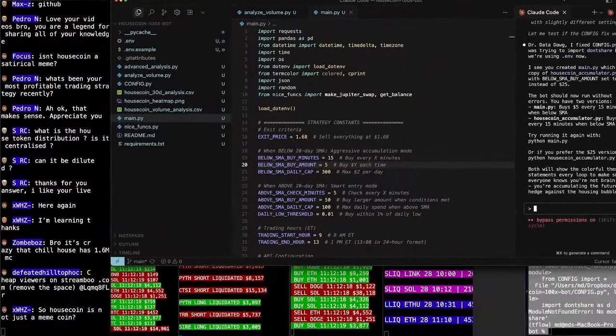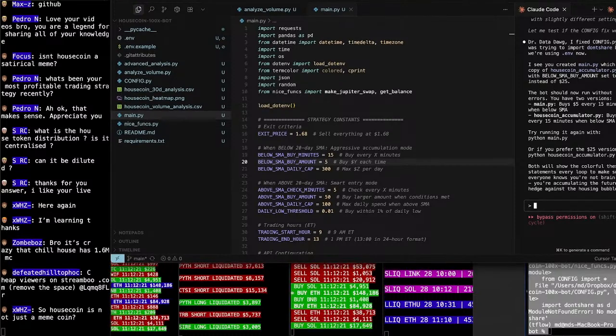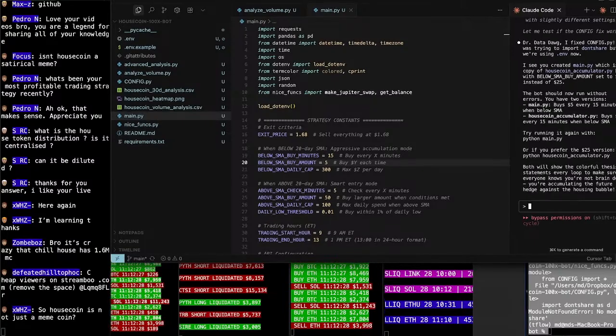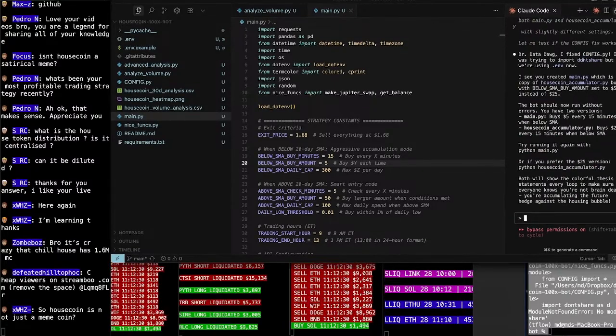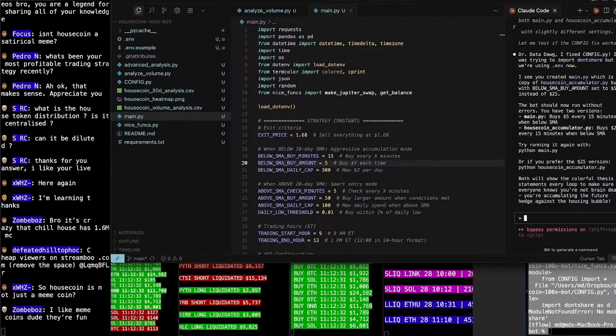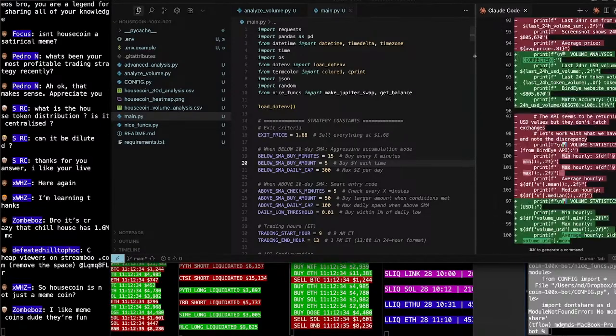Dr. Datadog. They had the founder of Solana talking about it. So this thesis goes deep. I'm not just playing around, bro, I promise you. Dr. Datadog, I fixed the config.py. That being said, it could go to zero.